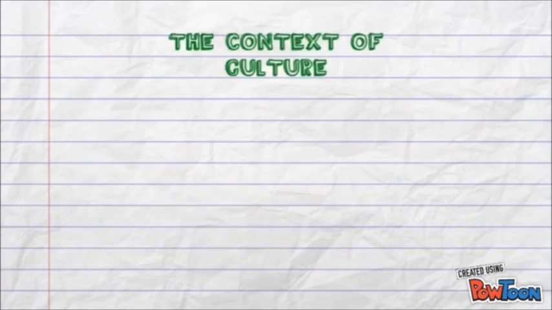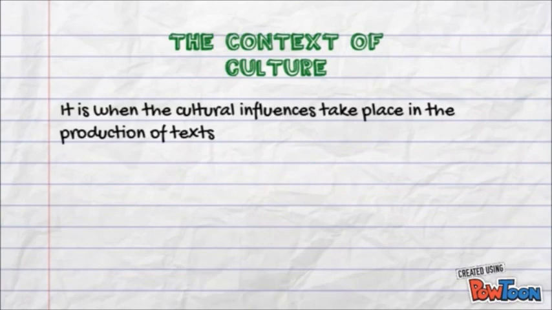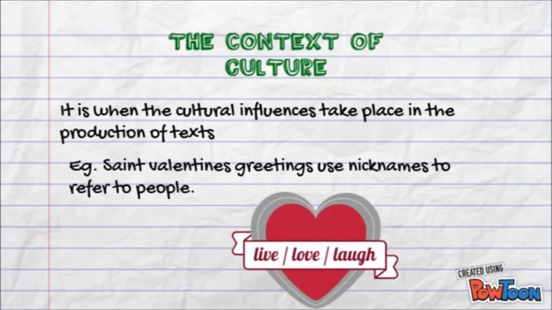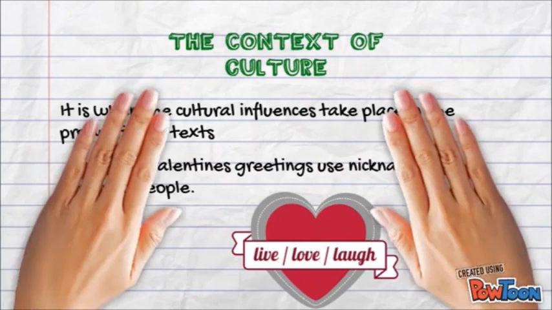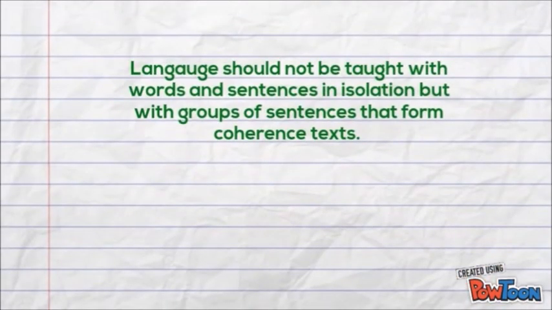Let's talk about the context of culture. It is when the cultural influences take place in the production of text. For example, St. Valentine's greetings use nicknames to refer to people, but people don't find it rude because this is their culture. Now, we cannot forget that language should not be taught with words and sentences in isolation, but with groups of sentences that form a coherent text.